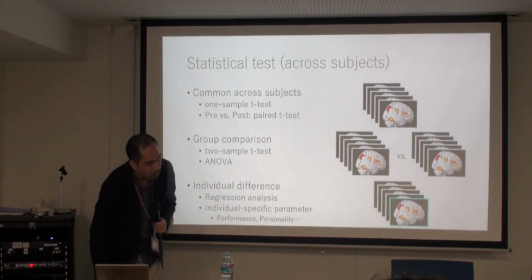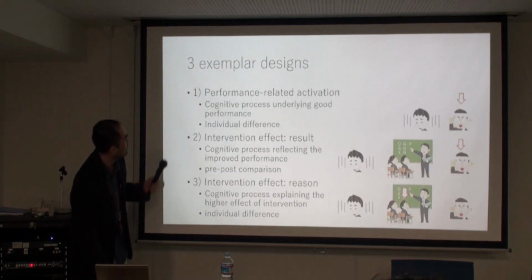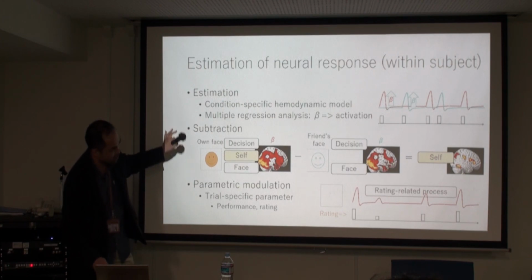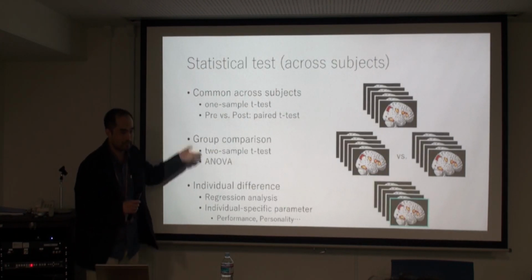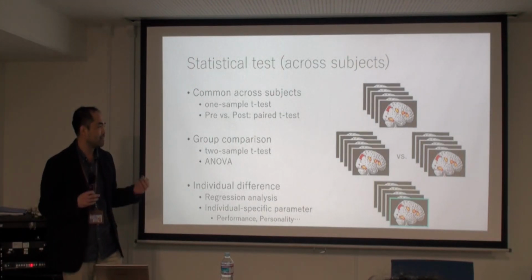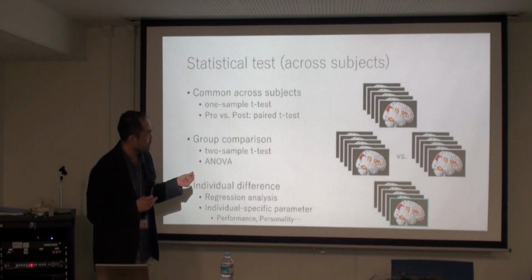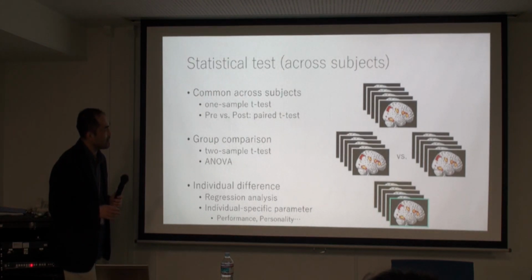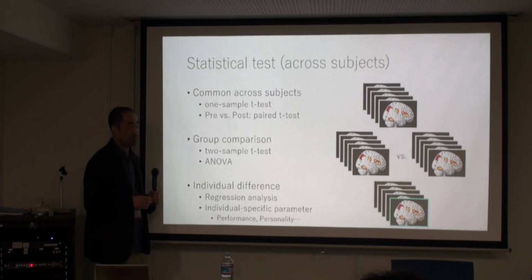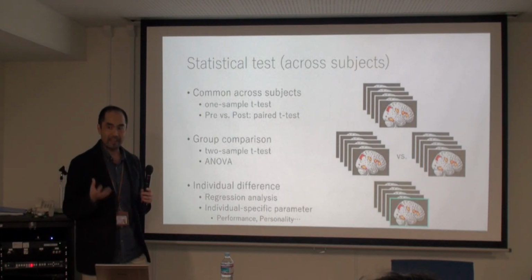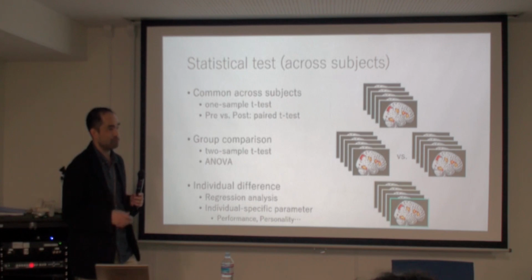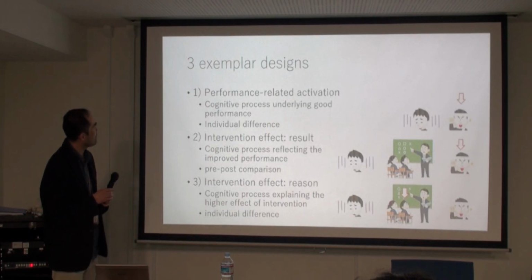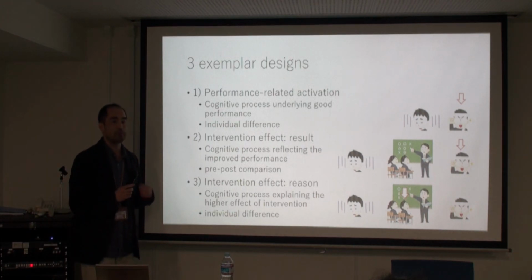So basically using these various estimation techniques and various statistical test designs, you can create many different ways to approach brain activation during or related to second language learning. However, it's a lot of fun to design many creative designs, but it's not that easy for the people who start fMRI.